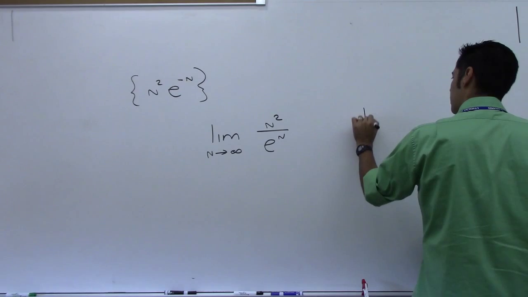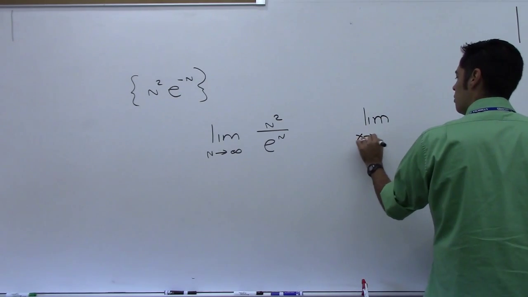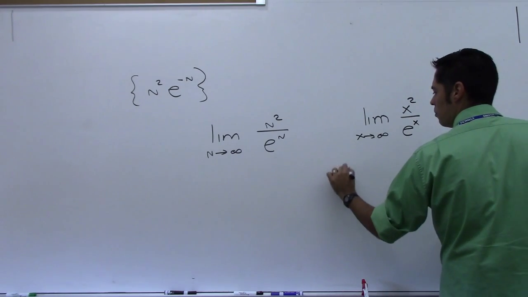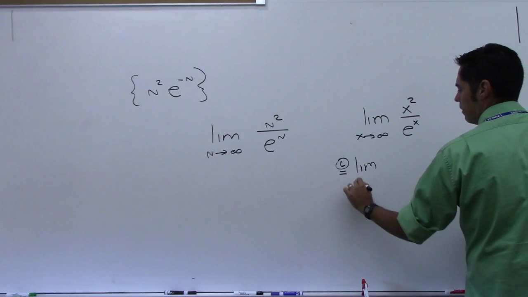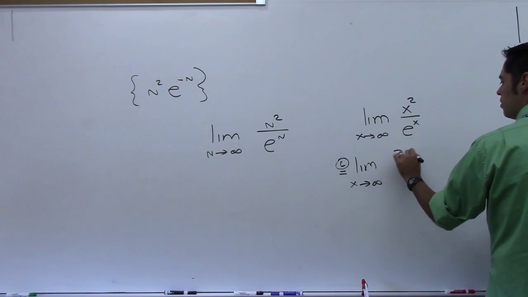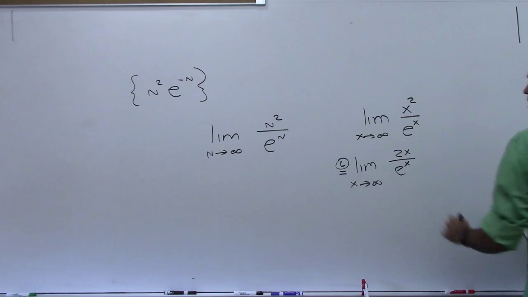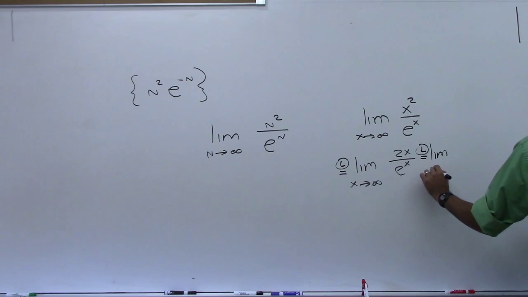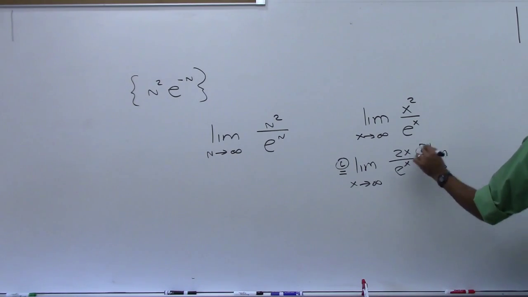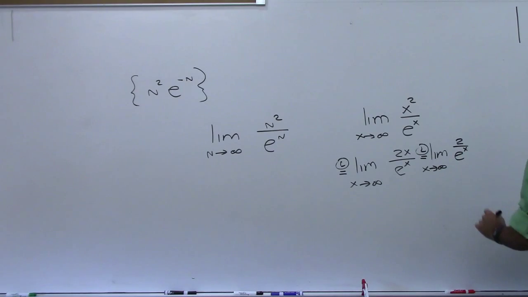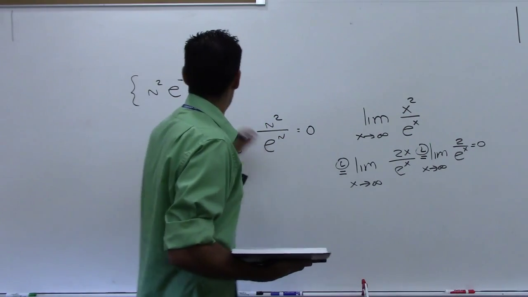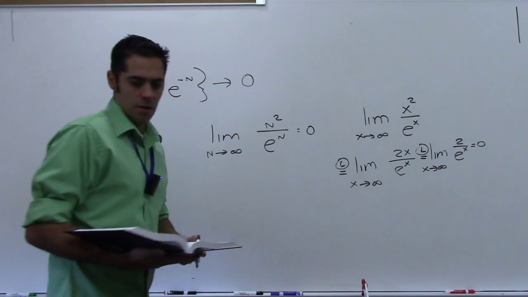So what I will do is I will transform this first into a real valued function, and that way I can use L'Hopital's rule to take the derivative of top and bottom separately, which will give me 2x over e to the x. And that still goes to infinity over infinity, so I apply L'Hopital's rule one more time. I get 2 over e to the x, and now the top is fixed, the bottom goes to infinity, this goes to 0. Therefore, this limit goes to 0. So that sequence converges to 0.